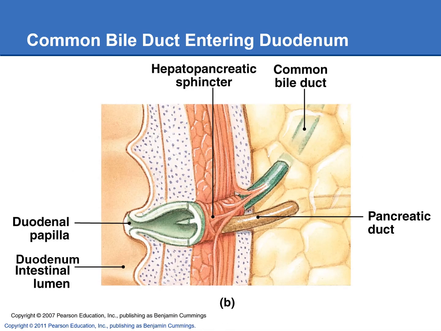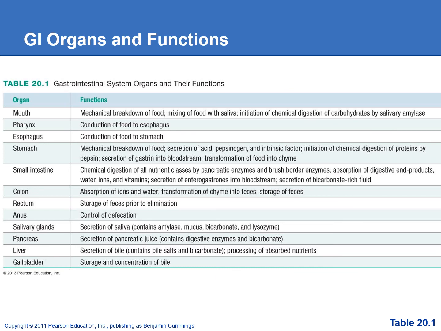And this is just a close-up just showing you how the common bile duct and the pancreatic duct will both join together and then empty into the duodenum. And there is a muscular sphincter here that will control the opening and closing. And then this is just a list of the GI organs and their functions, so this would be good to review for the exam as well.